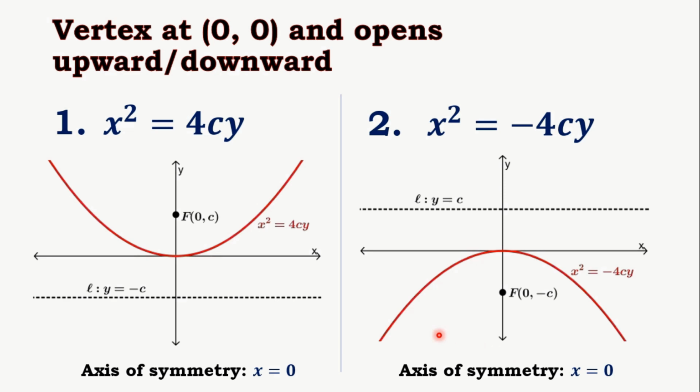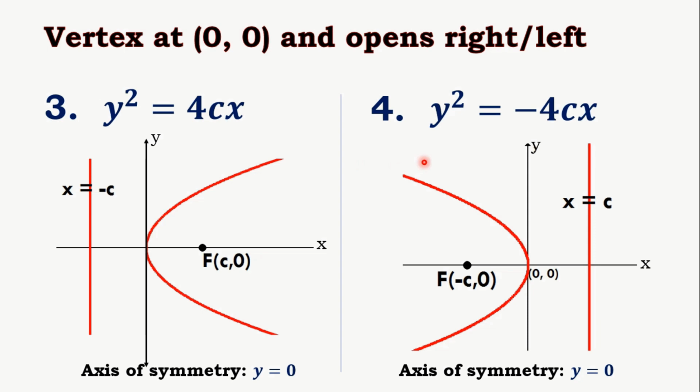Take note that in a parabola, the directrix or line L is always at the back of the parabola, and the focus is inside the parabola, and the axis of symmetry is always perpendicular to line L. In equations 3 and 4, the variable y is squared, and the variable x is a linear term. Equation 3 has a positive term on the right side of the equation, and its graph opens to the right. Equation 4 has a negative term on the right side of the equation. Its graph opens to the left.